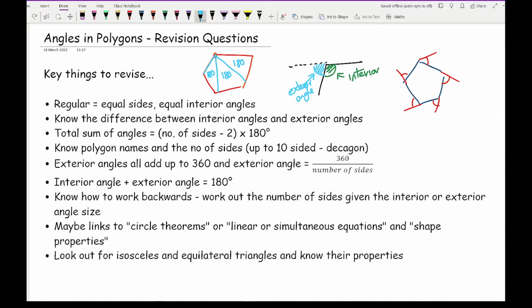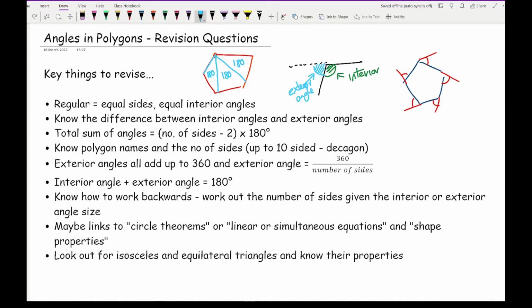Also that all exterior angles add up to 360, and you can work out the exterior angle by using the formula of 360 divided by the number of sides of that shape. Now another rule that you need to know is that the interior angle plus the exterior angle equals 180, as we've previously mentioned. And you also need to know how to work backwards.